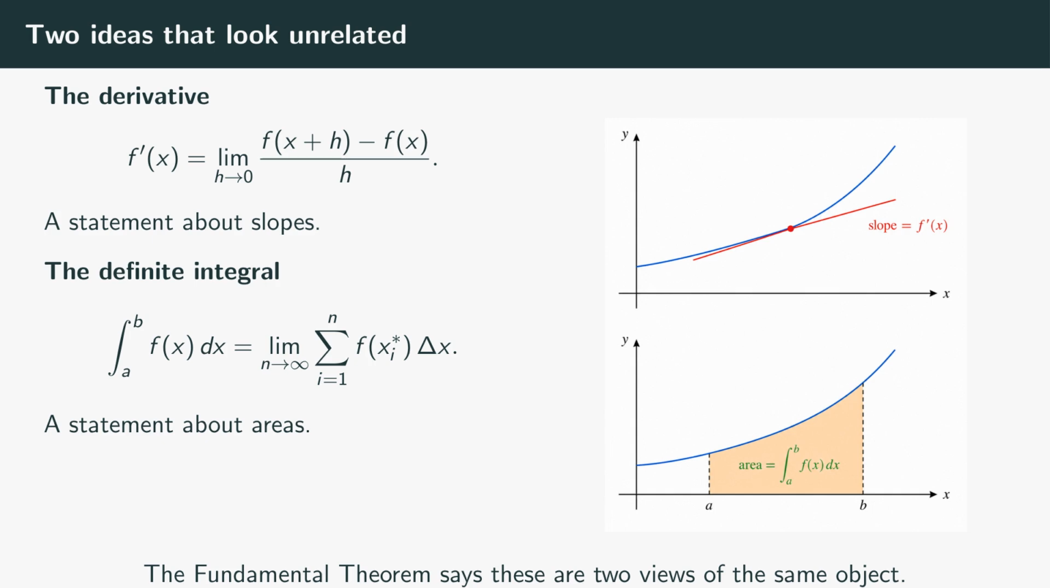The definite integral of f from a to b is a completely different procedure. You chop the interval from a to b into n little pieces of width delta x, pick a sample point inside each piece, multiply function value by width, add them all up, and then take a limit as n goes to infinity. What you get is the signed area between the curve and the x-axis. One's about slopes, the other's about areas, and nothing in either definition says they should be related. And yet, they are. Tightly.